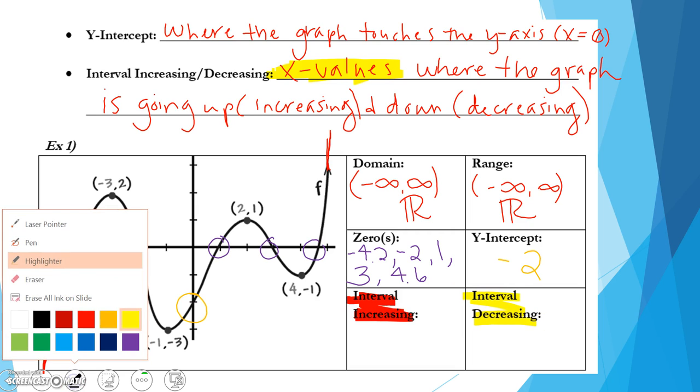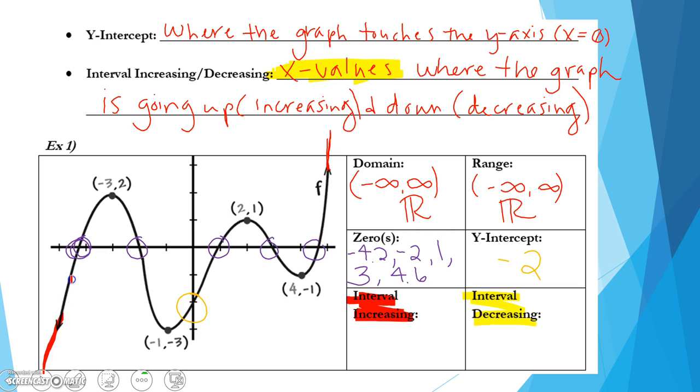So for increasing, I did red, and so we said that this was the portion where it was going up, and it was going up here as well, and it was going up here. And then for decreasing, it was going down here and down here.